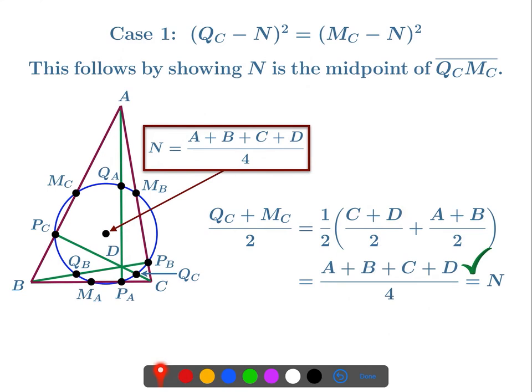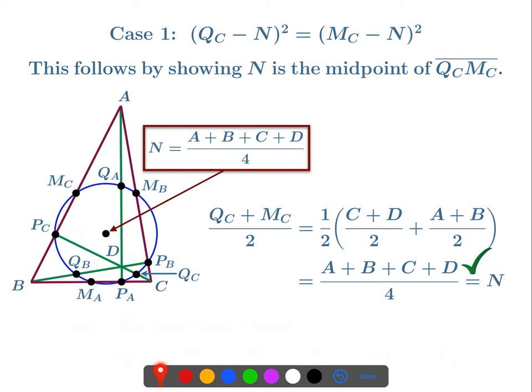And similarly for QC and MC. N to QC and N to MC will be the same. And you can see that in the picture here, MC and QC. The midpoint is N again. So we get that N is the midpoint for each of those segments. In fact, we will want to use the stronger fact that N is actually the midpoint of these segments. So not only are these distances the same, but N is the midpoint in this case of QC MC.